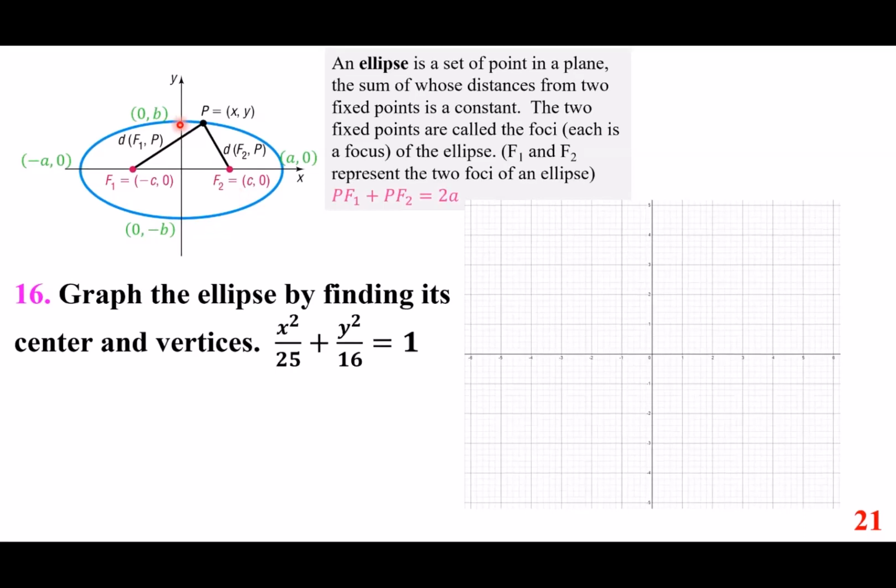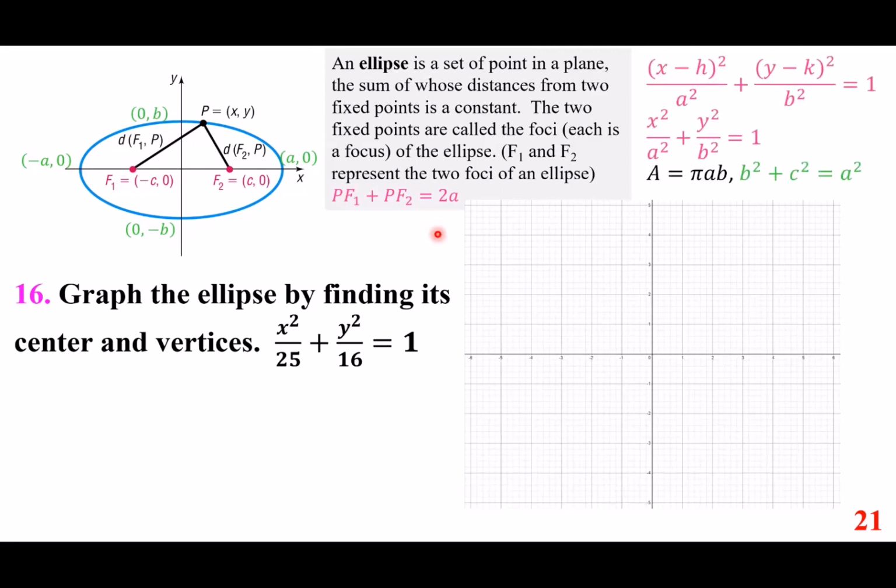If you pick the point to be here, you see that these two are identical by symmetry, and it adds up to be 2A. If you pick this point, this distance, and then this distance, they add up to 2A.